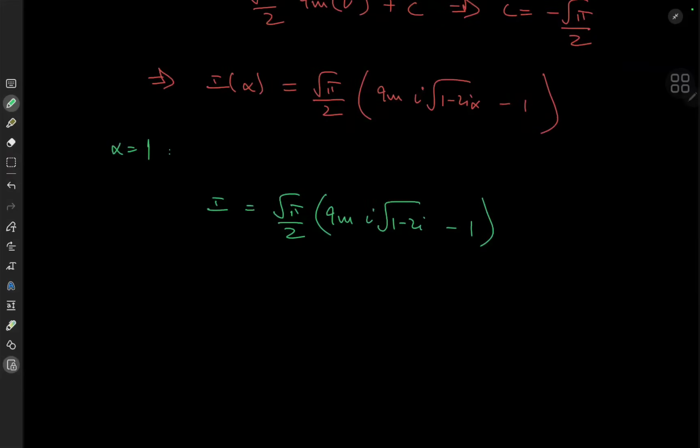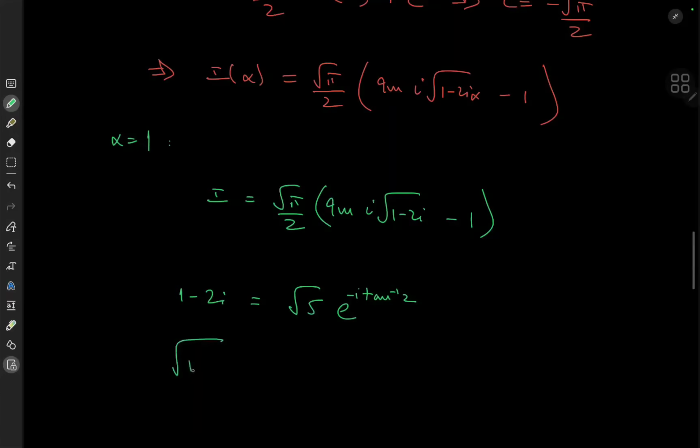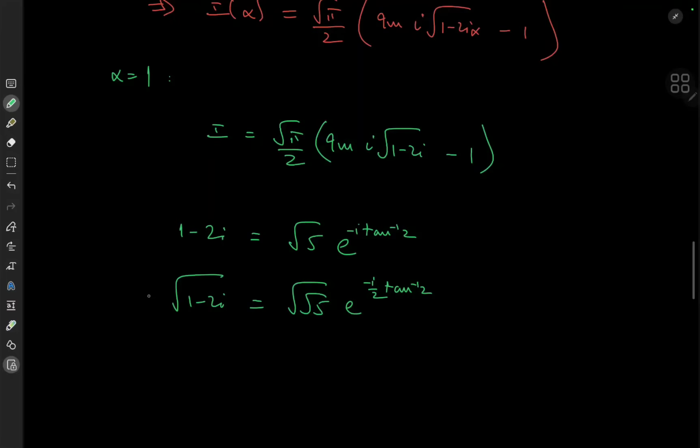Okay, cool. So what exactly is 1 minus 2I? This can be written out in the polar form as root 1 plus 2 squared, so that would just be root 5 times e to the I times the arctangent of negative 2 over 1, so that's negative arctangent of 2. So the square root of this thing would be root 5 times e to the negative I over 2 times the arctangent of 2. And of course we need to multiply this by I.